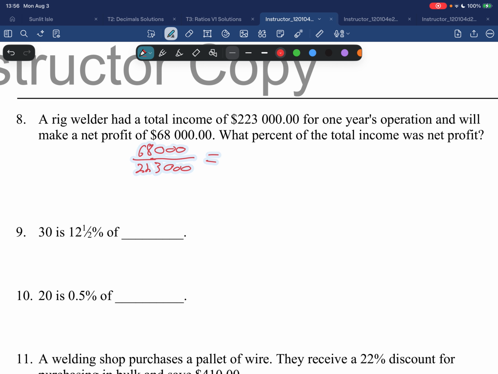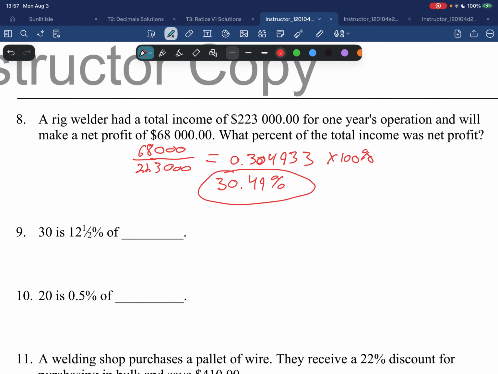And when we do that division, 68,000 divided by 223,000, I get some decimals, 0.30493. 5 decimal places is enough, 6 if you want to be even better. So let's take 6 decimal places. I rounded that up from a 2 to a 3 for that final decimal place. And I'm going to multiply this by 100% to get a final answer of 30.49%.